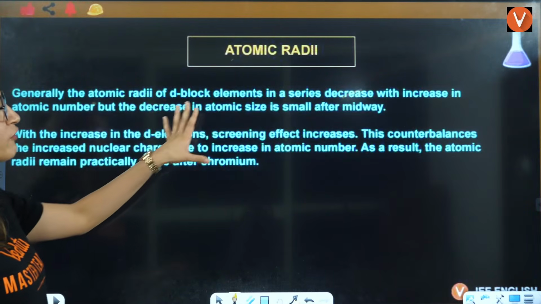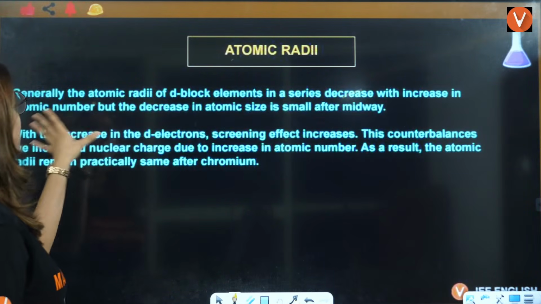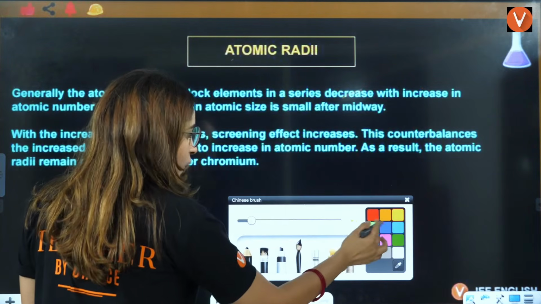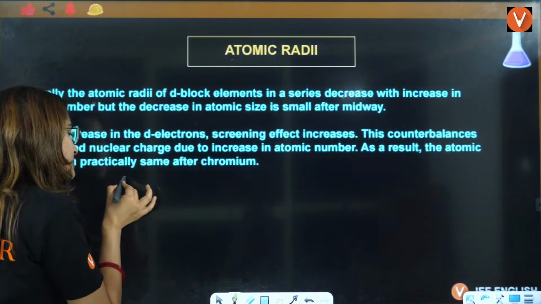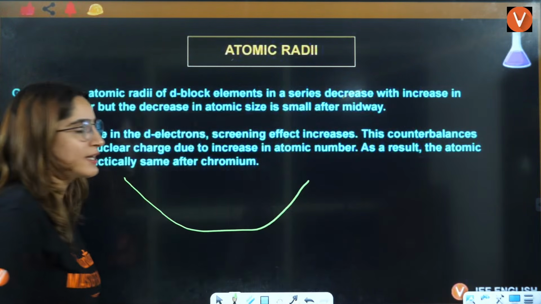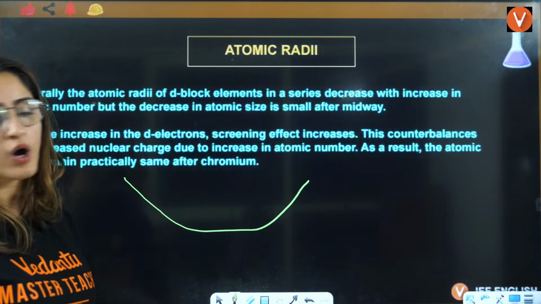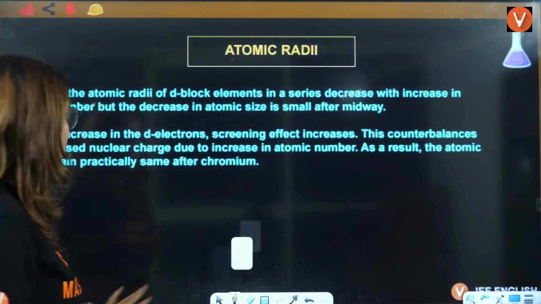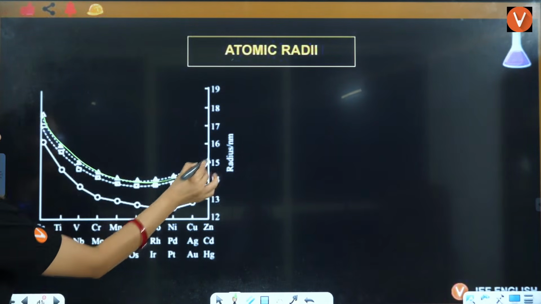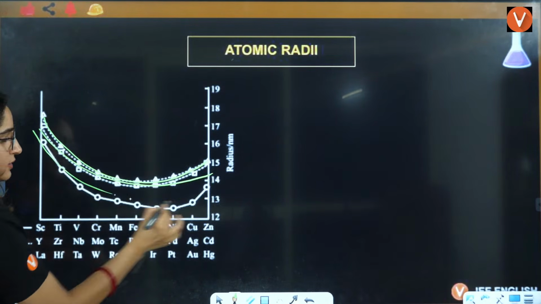Generally, the atomic radii of d-block elements in a series decrease with increase in atomic number, but the decrease is very small. Now, what is this, ma'am? It is decreasing, then becoming constant, then increasing. It's a U kind of curve that will be formed here. Can you see that here?